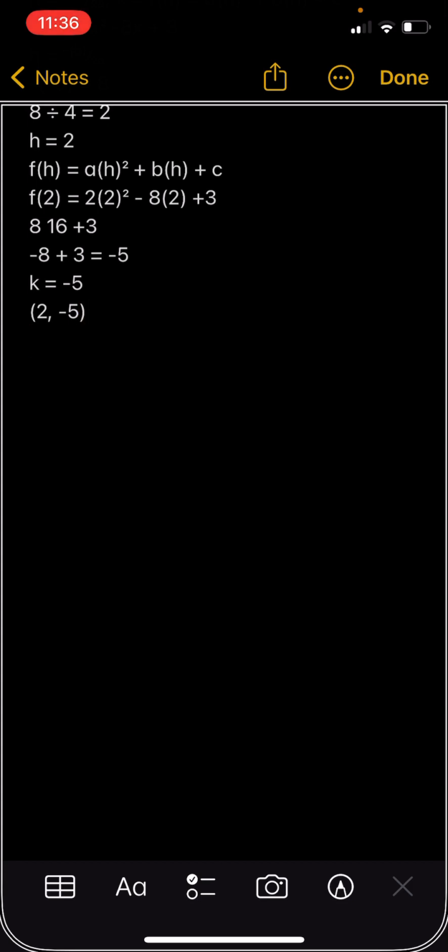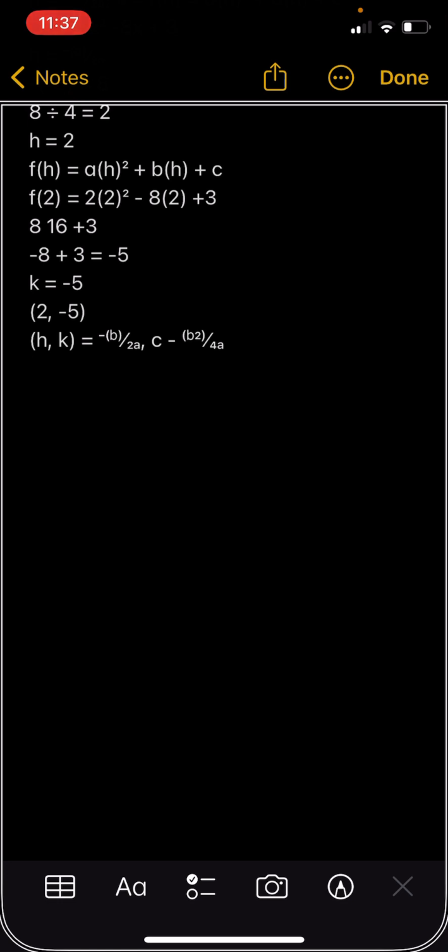Let's use the second formula and see what we will get. The second formula is written like this. If you notice, the first part of this formula is identical to the first part of the first formula that we used, telling us that in order to find the h coordinate, we have negative b over 2a. The difference is in the second part, which is c minus b squared divided by 4a.